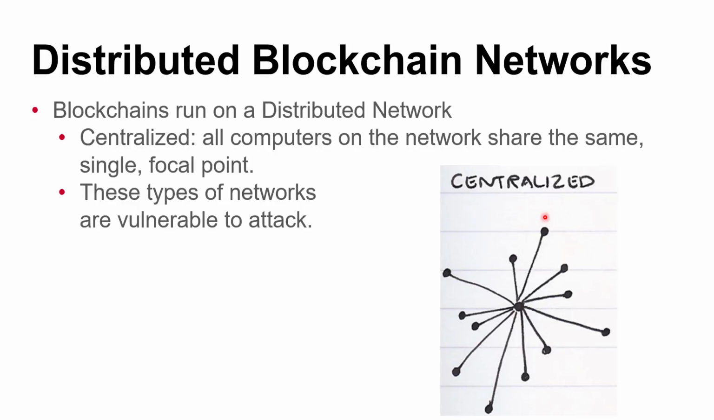The blockchain runs again on a distributed network, and you can see here what a centralized network looks like. There is this central focal point, and all of the nodes on the network communicate through that central focal point. These types of networks, as you can imagine, are very vulnerable to attack, because you can bring down the whole network by just attacking the central focal point.